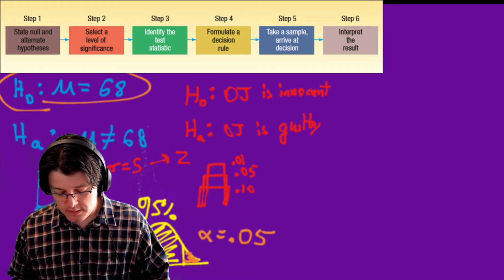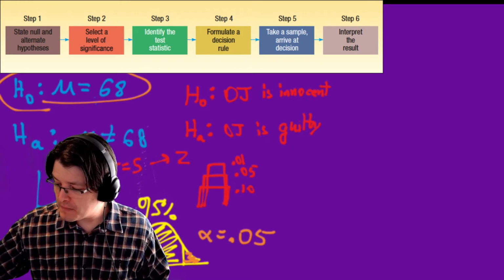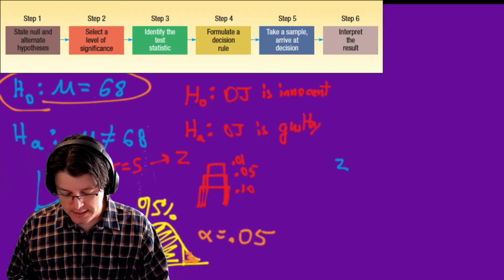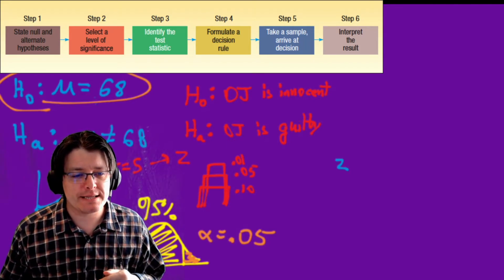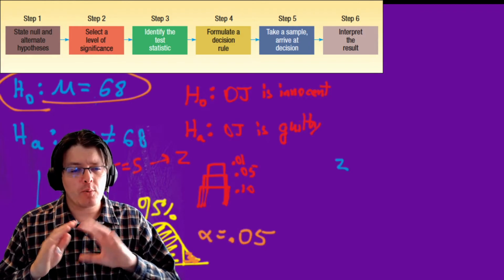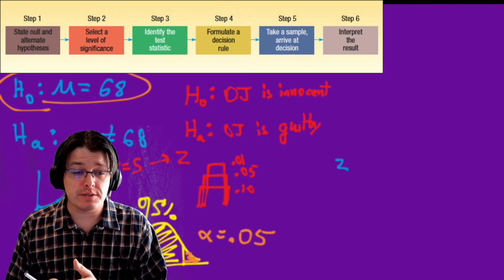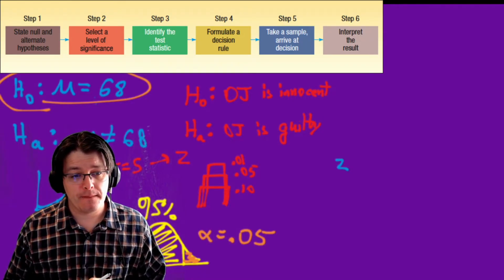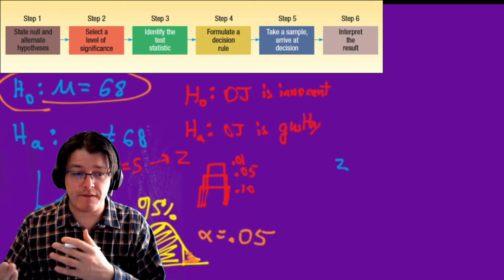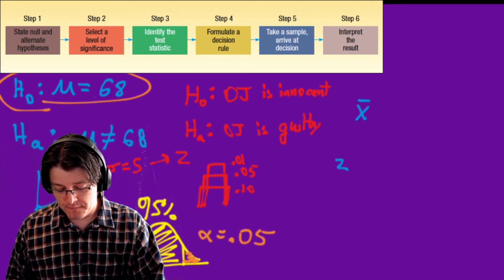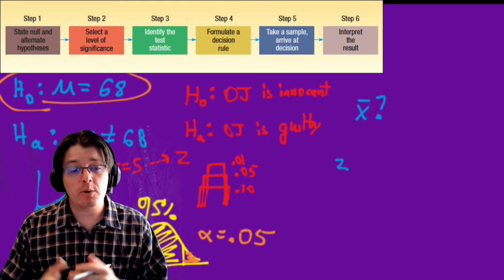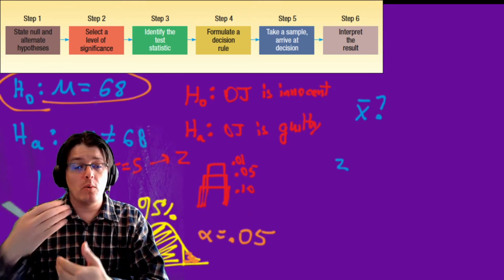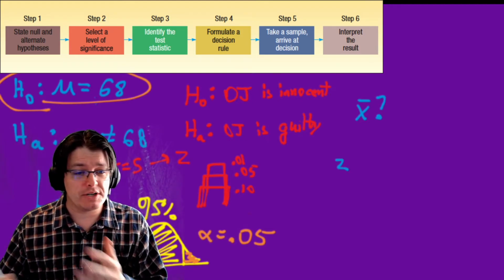So when we then know that we are interested in the z situation, what we're going to do in step 4 is formulate a decision rule. We're basically going to find out what values the sample mean could be for which we would reject. We are going to take a sample in step 5 and find a sample mean. What we're doing in step 4 is we're kind of pre-doing the math.